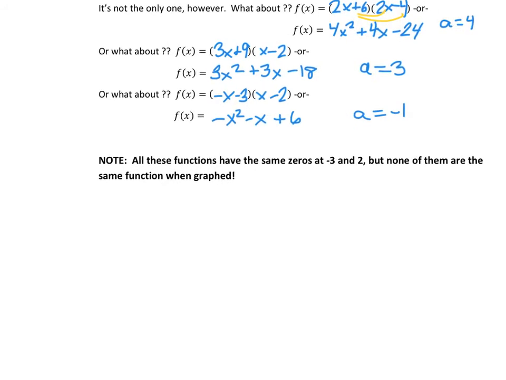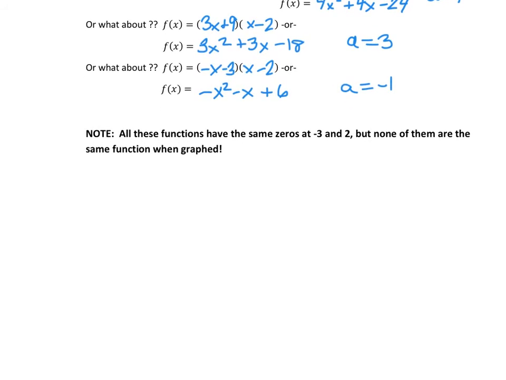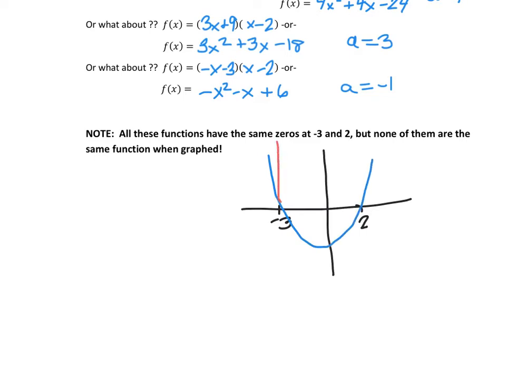So just to put a visual to that, what we did here is we said that we had zeros at negative 3 and positive 2. There's an infinite number of parabolas that can go through the same zeros with different stretches, including downward facing parabolas. So just knowing those zeros alone is not enough to write the function. We can only write a generalized family of functions.